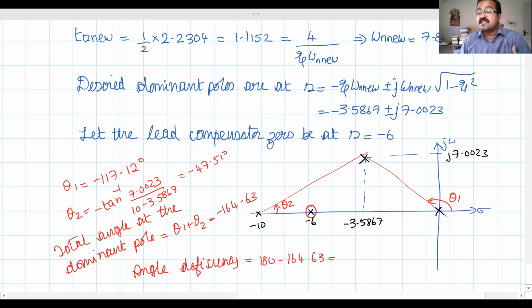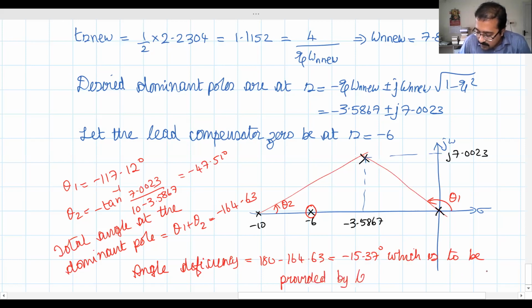So how much is the angle deficiency? That 15.37 has to be cancelled. By whom? By the compensator pole. Okay, so the angle deficiency is minus 15.37 degrees, which is to be provided by the lead compensator pole at S equals PC.